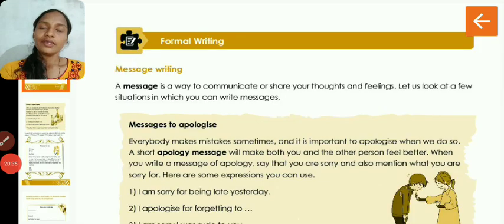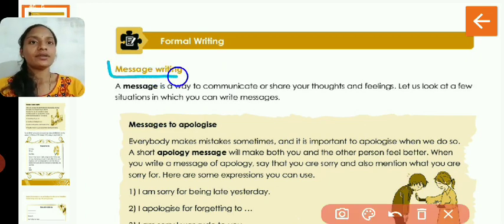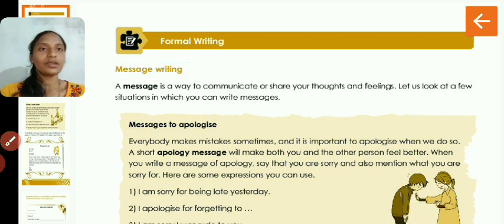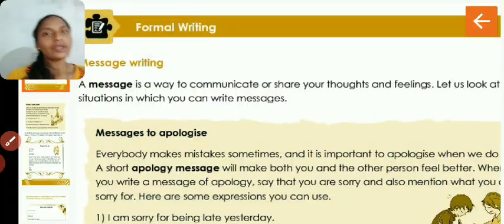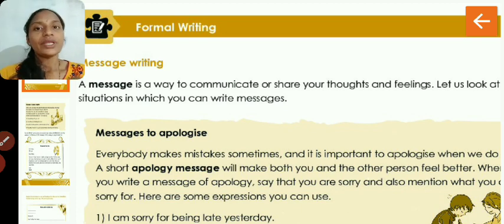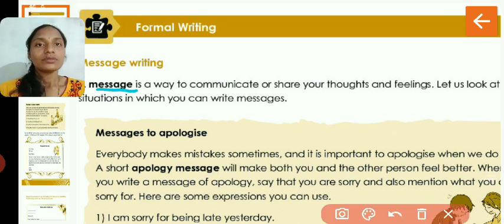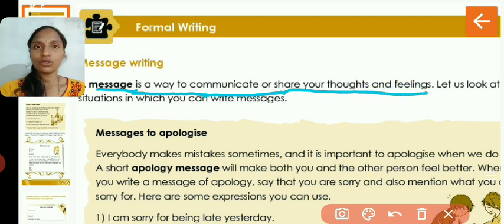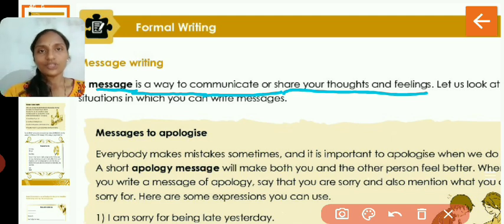Now students, in writing section in module 2 we had learnt about message writing. So why do we write a message? Yes, message is a way to communicate or to share your thoughts and feelings. We can share our thoughts, we can share our feelings, right? So what kind of feelings we can share? So what are the situations in which we can write a message?